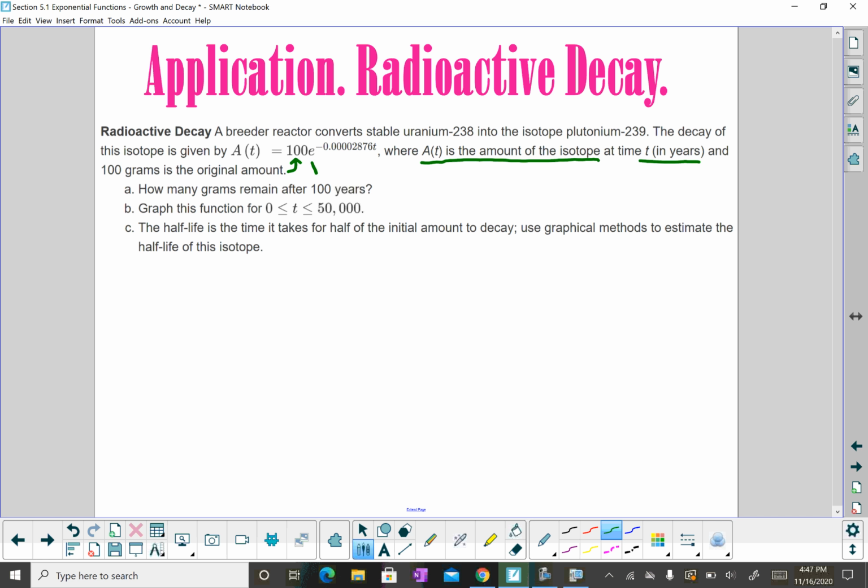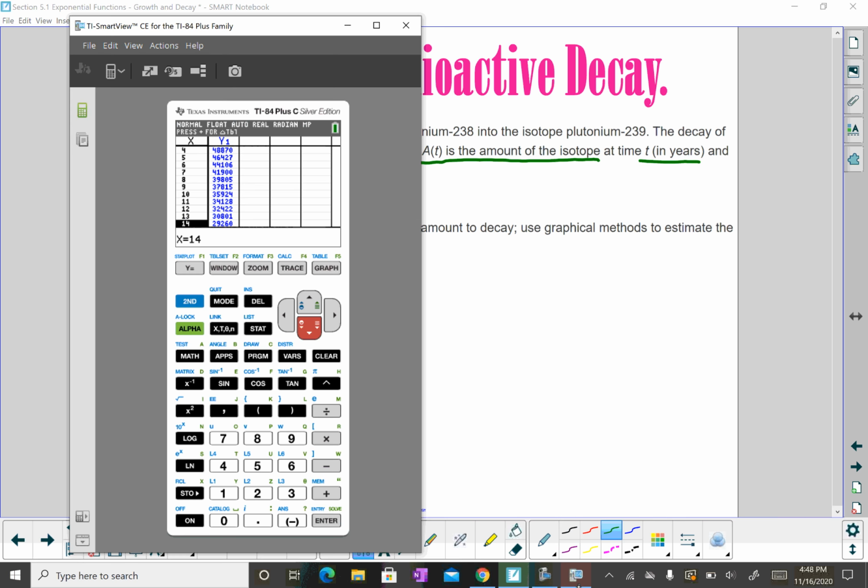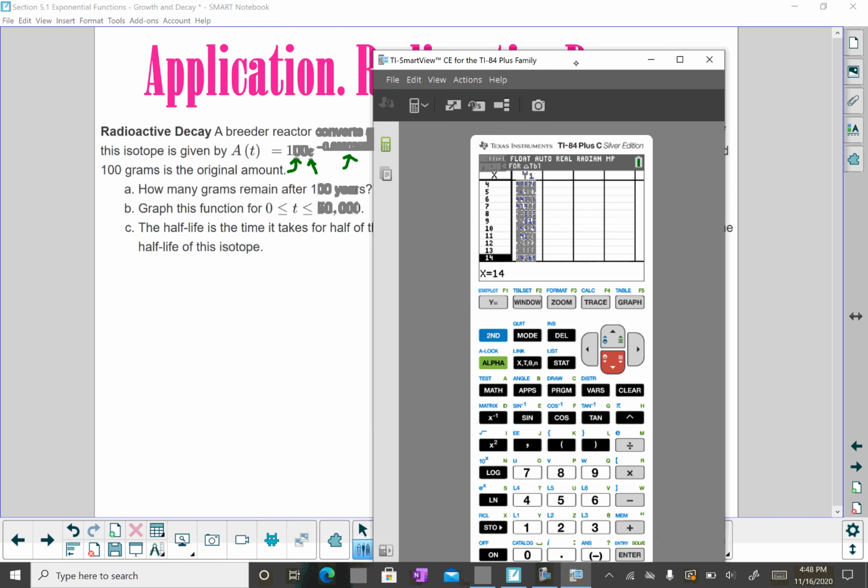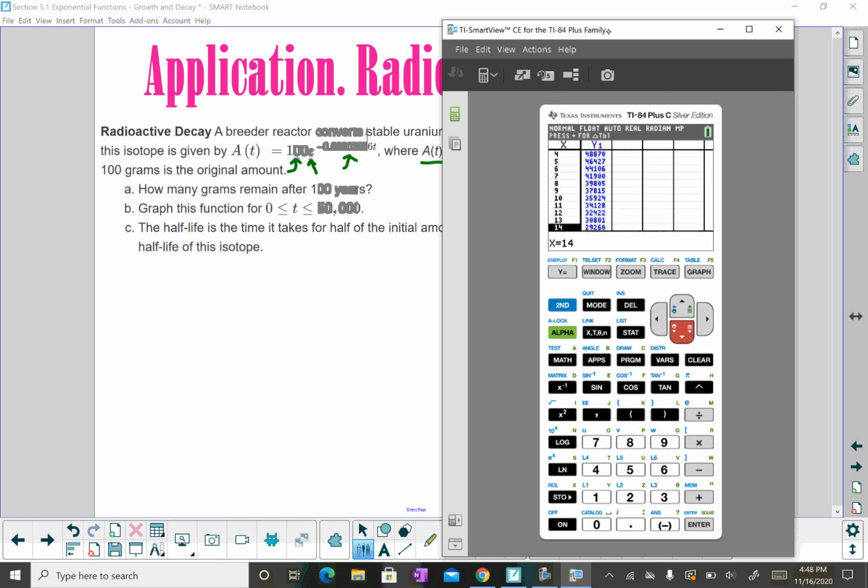But we know that because my base, my B, is E here, it's bigger than 1, and because my K value is negative, that's what's making this decay. Okay, so the first thing we're going to do, and we're just going to use the calculator for these, is we want to know how many grams remain after 100 years.